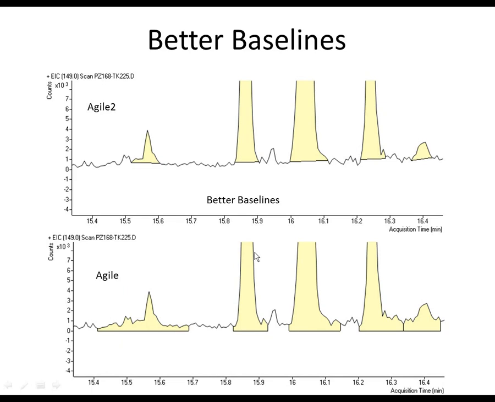Agile2 and better baselines. As you can see from Agile2 on the top here, when the baseline is offset with 0, you can see how it takes into account the local baseline and gives you a cleaner area than Agile there, which is drawing it closer to the 0 mark.